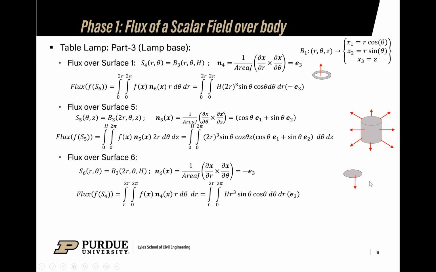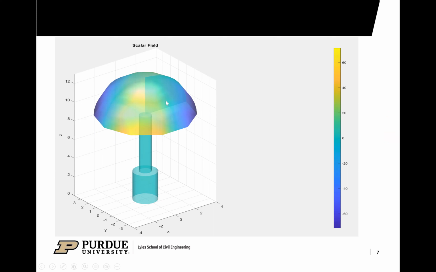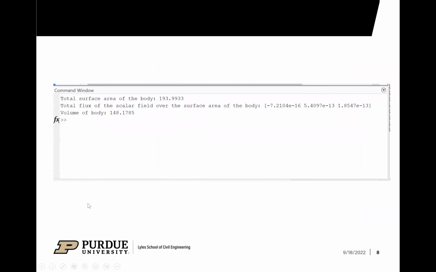It is blue, that is minus 60, when the function is negative, and 60, that is yellow, when the function is positive, and 0 at the center. So this is the MATLAB output that I've got, which is pretty close to the one that I've calculated by hand. The total flux here comes out to be this, which is pretty close to 0 as well, and the volume of the body is 148.175. That's it for my presentation.